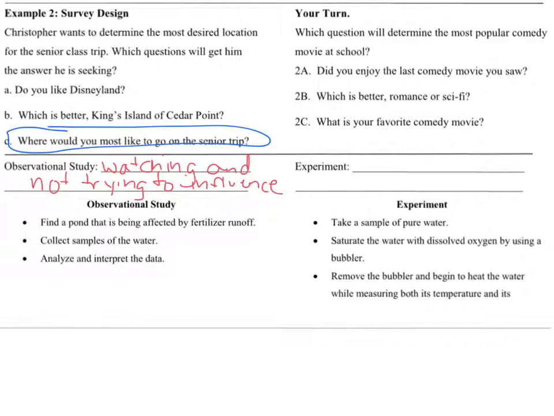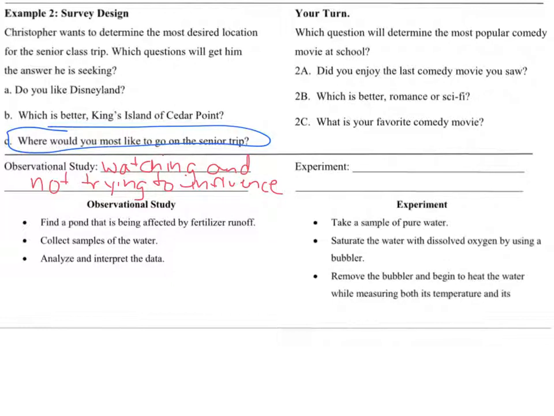And some examples are, we have an example here of a pond that's being affected by fertilizer runoff: collect samples of the water, and analyze and interpret the data. So in this case, they're not actually changing anything about the water. All they're doing is collecting the water and then figuring out the information based off of that water.